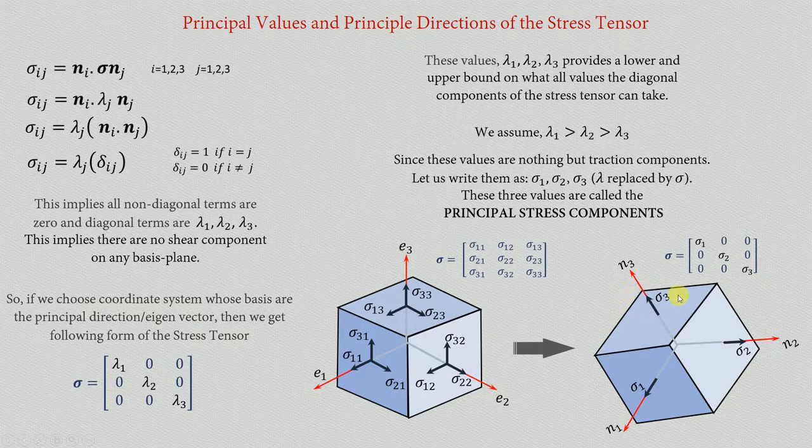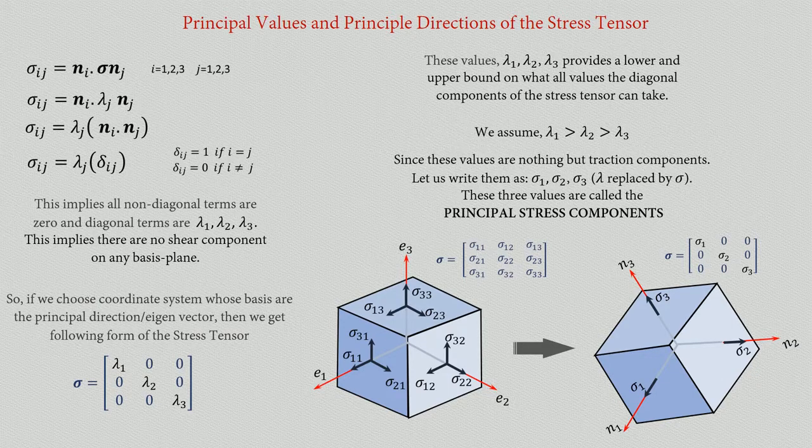Okay, the only terms remaining are sigma 1, sigma 2 and sigma 3. So we saw that these are nothing but the projection of the traction along the normal direction. What we call the stress, the normal components. And along the surface we call them shear components. So in this configuration, in this coordinate system, there are no shear components, right? There are only normal components.